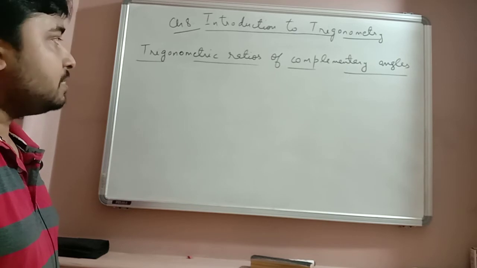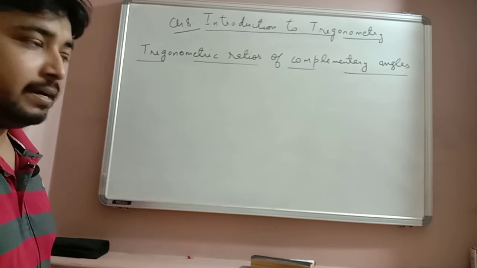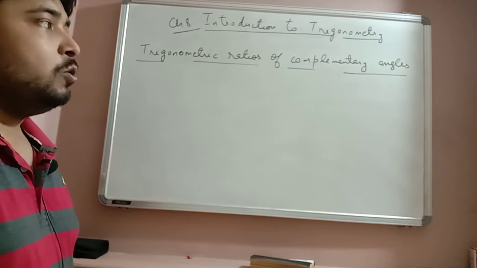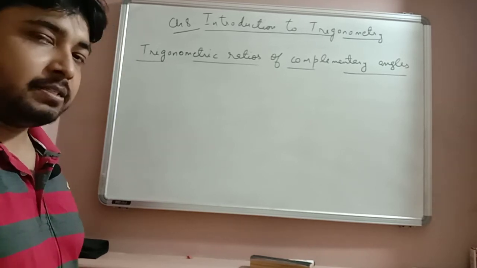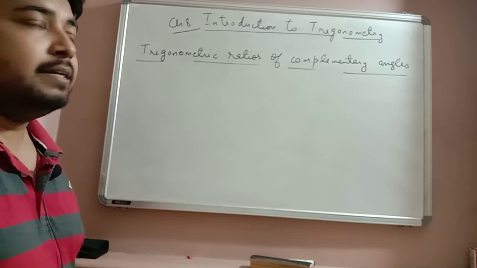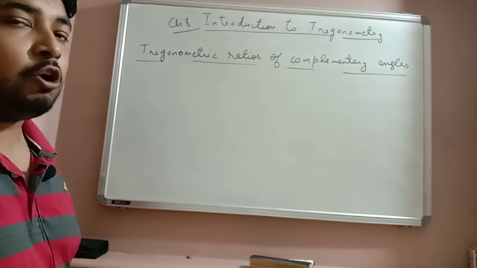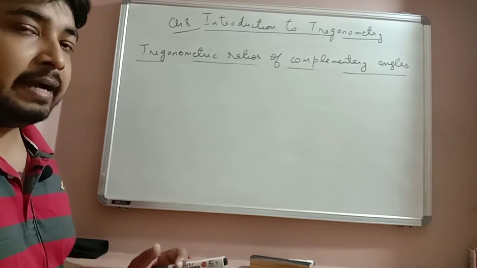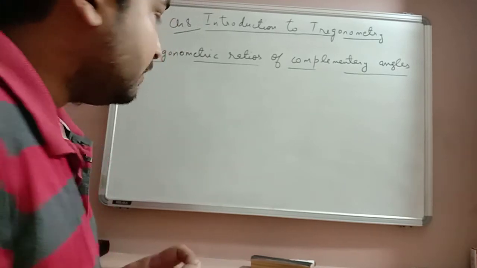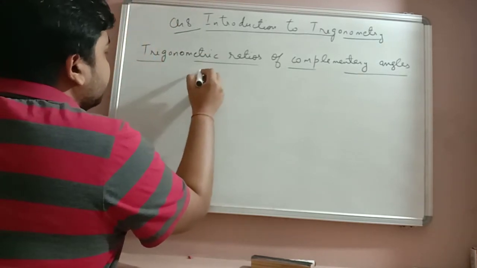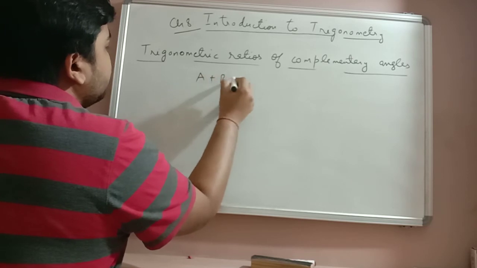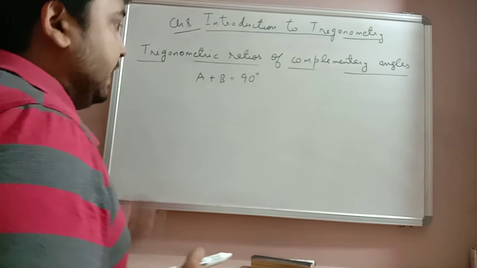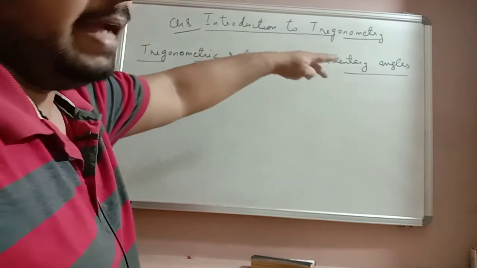Now let's discuss trigonometric ratios of complementary angles. Now if you remember, complementary angles are those angles whose sum is 90 degree. So if the sum of two angles is 90 degree, then both these angles are known as complementary. The pair of these angles is known as complementary angles, and one angle is the complement of the other. So if I have A plus B equals to 90 degree, then A and B are complement of each other, and A and B both are complementary angles.